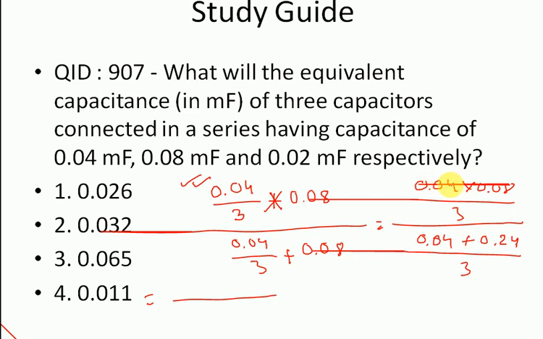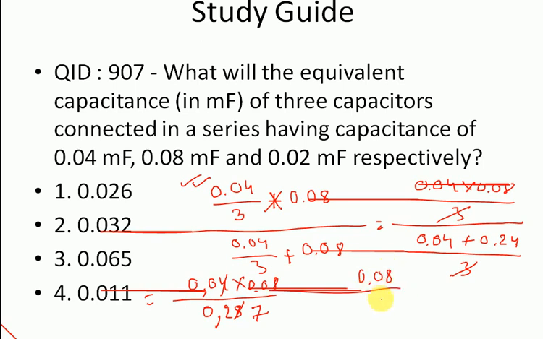So 0.04 into 0.0, this 3 will be eliminated from the denominator of both of them. Now 0.04 plus 0.24, that will be 0.28. Now 0.04 into 0.08, keep them, don't multiply them, 0.08. So 0.04 into 28, 4 into 7, so 0.08 by 7.